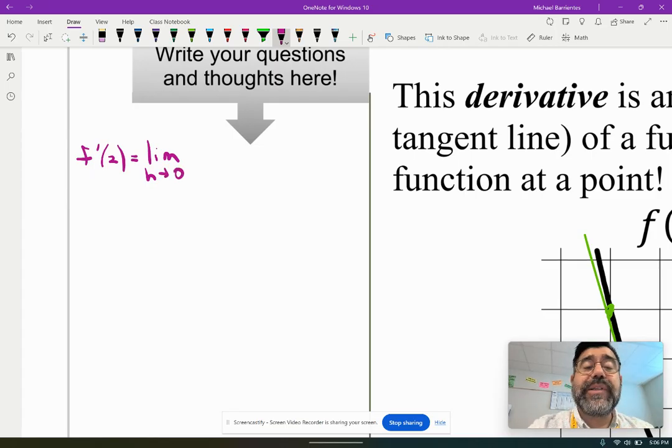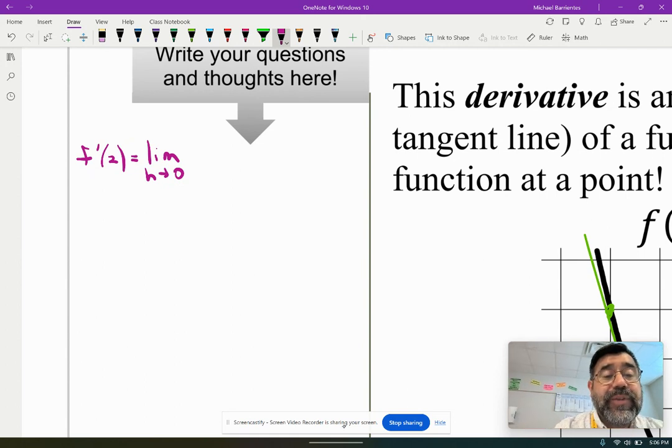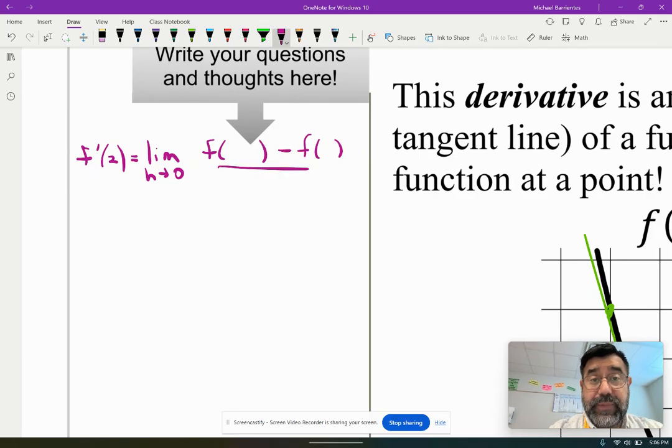Now, what does h represent? H represents, remember, the distance between the x coordinates of my 2 points. And what I'm going to do is I'm going to make that distance go to 0. So that means the points are going to get closer and closer to each other. So we're going to use the difference quotient, and it's going to look like this. Now, I'm going to subtract the outputs, and I'm going to subtract the inputs, except the distance or the difference in the inputs is h.